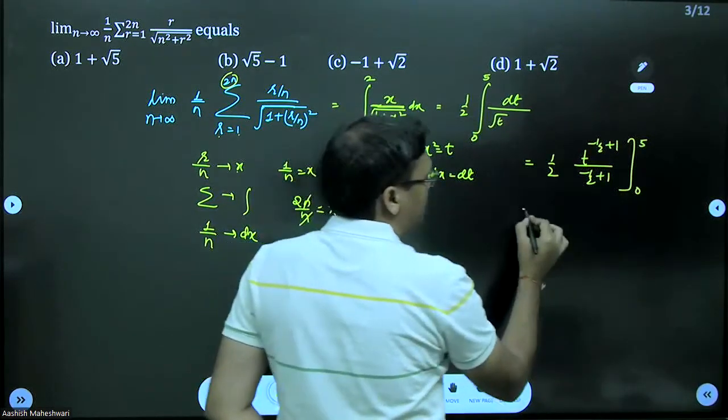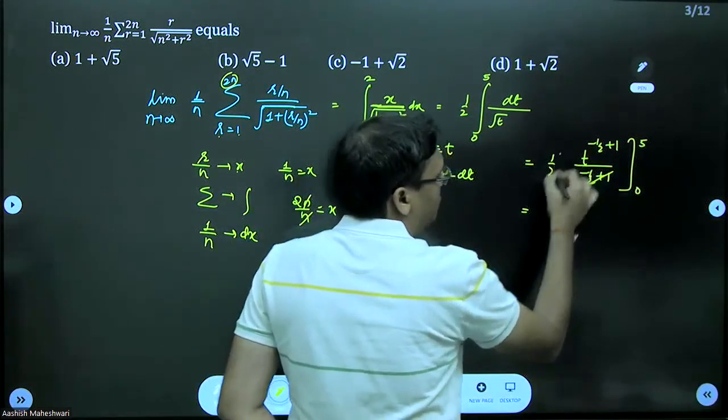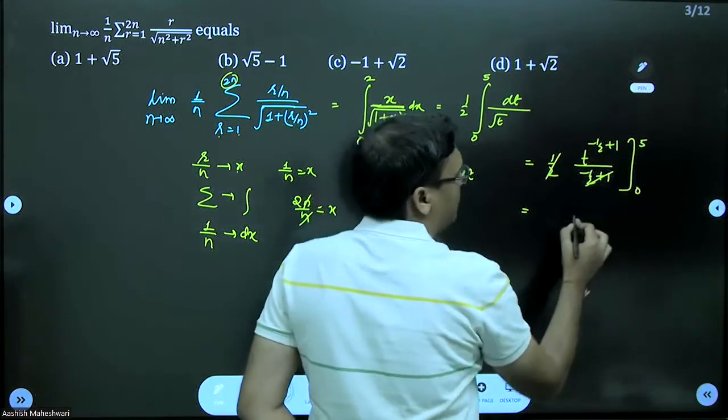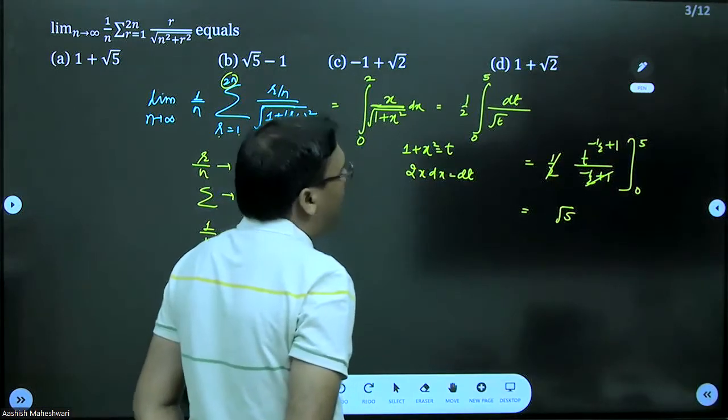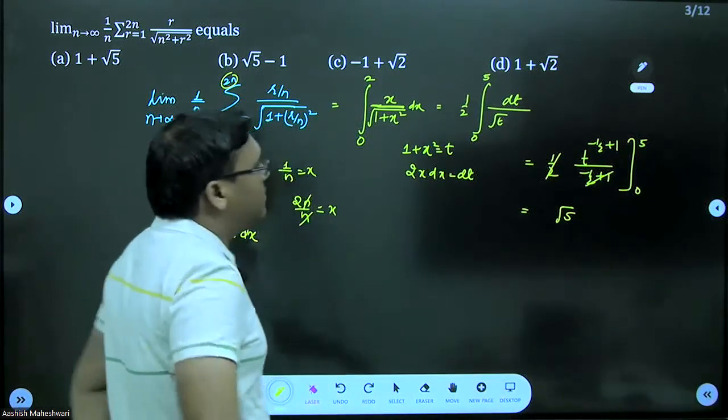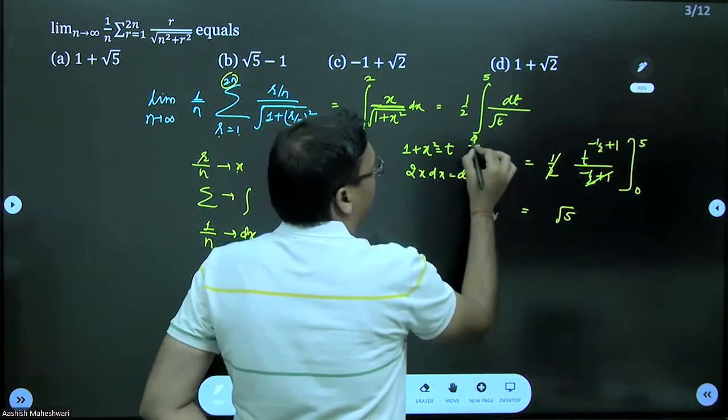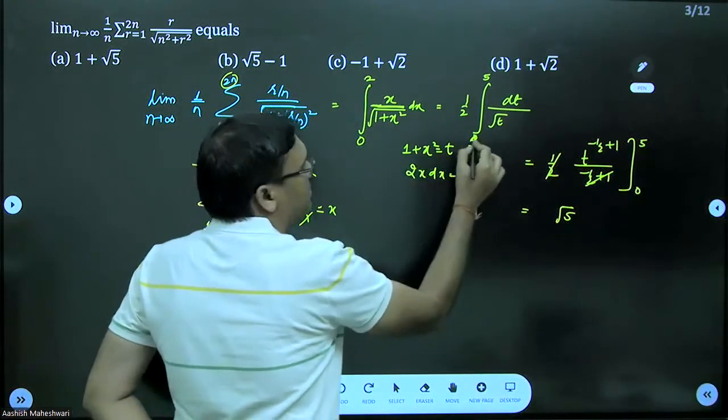And now you can check this. Look at this 1 by 2, this 1 by 2 and 2 will cancel. If you put 5 here, this will become root 5. Okay? And one second, the limit will be 1, not 2. 1 here because at x is equal to 0, what does this become? This is 1. Okay?